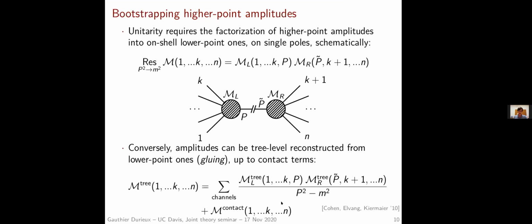So clearly, in effective field theories, especially for higher and higher points, there are more and more contact terms you have to introduce. Listing and constructing bases for those contact terms is the more challenging part compared to just gluing things together here.